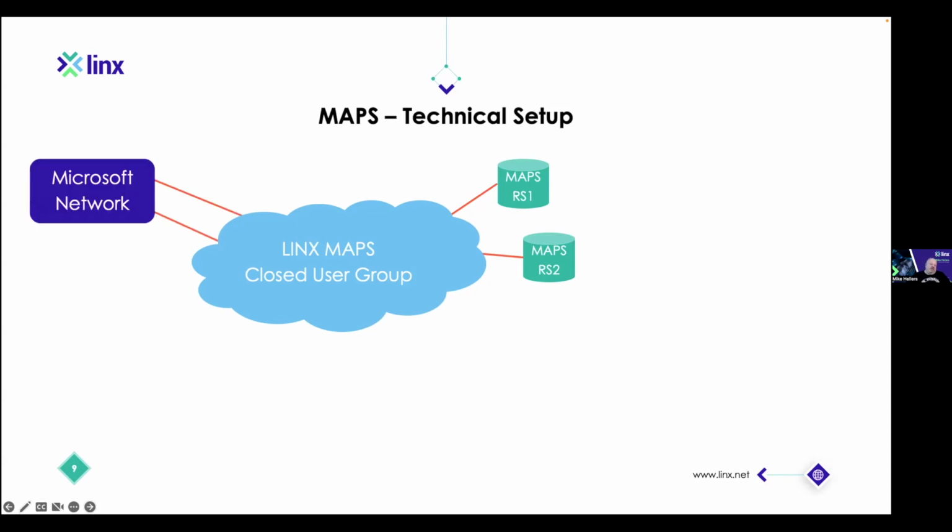This same closed user group also has direct physical connections to Microsoft's network. And again, it's fully resilient. So we have 2 different locations where we interconnect with Microsoft. In this specific case, we have the ports with Microsoft, one in Equinix in Slough, and the other in Telehouse in the Docklands. So it's fully resilient from end to end.